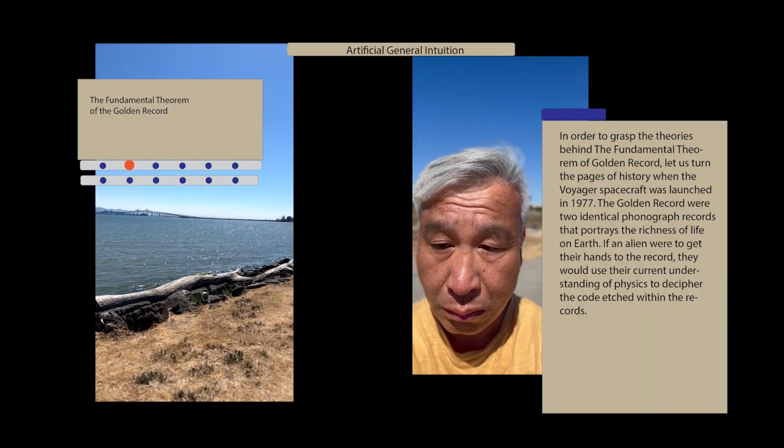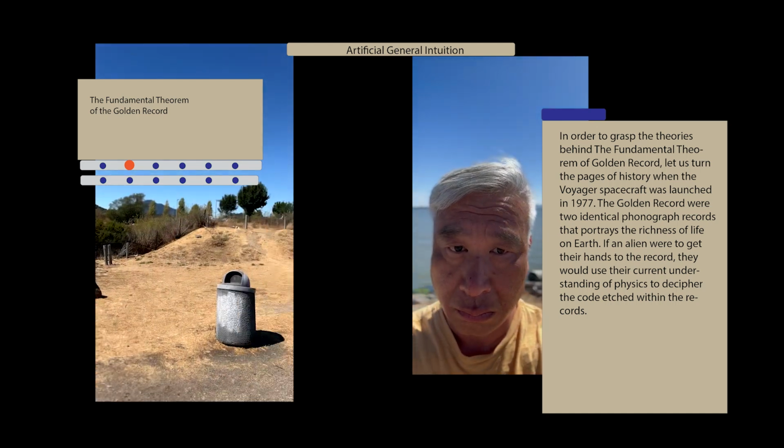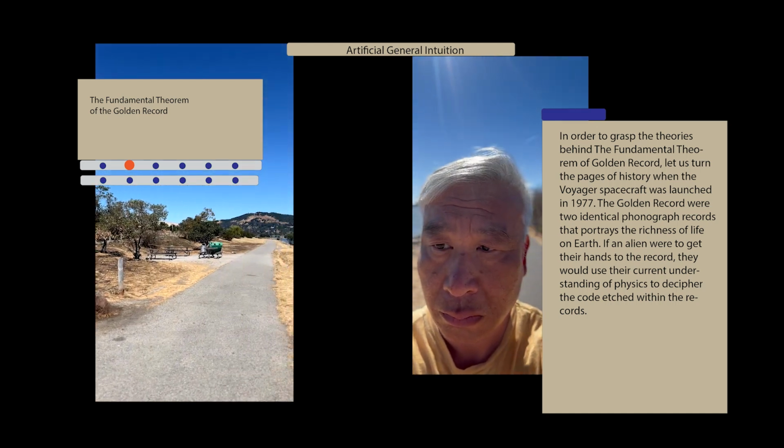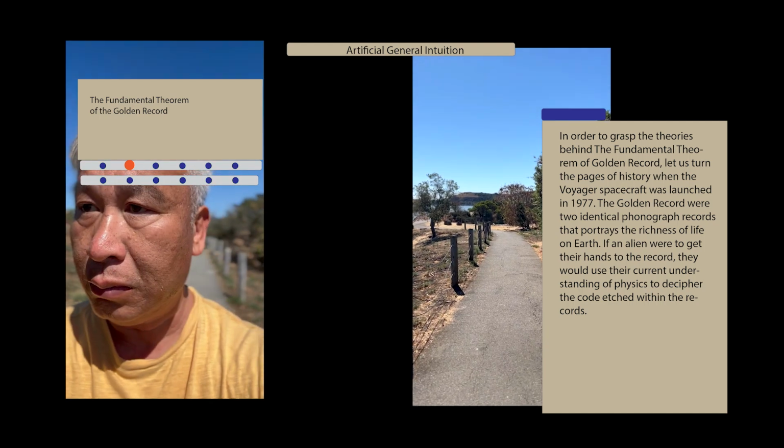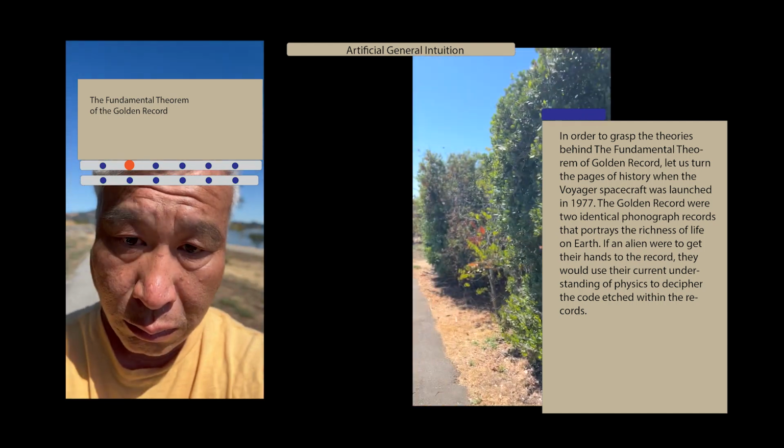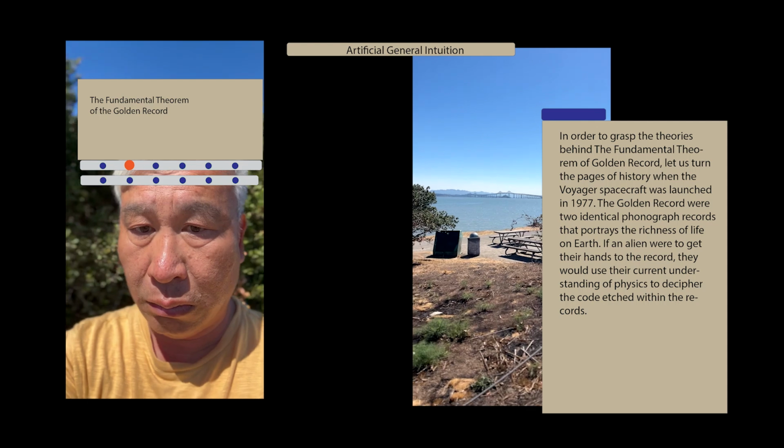Section 2, the fundamental theorem of the golden record. In order to grasp the theories behind the fundamental theorem of the golden record, let us turn to a page of history when the Voyager spacecraft was launched in 1977.